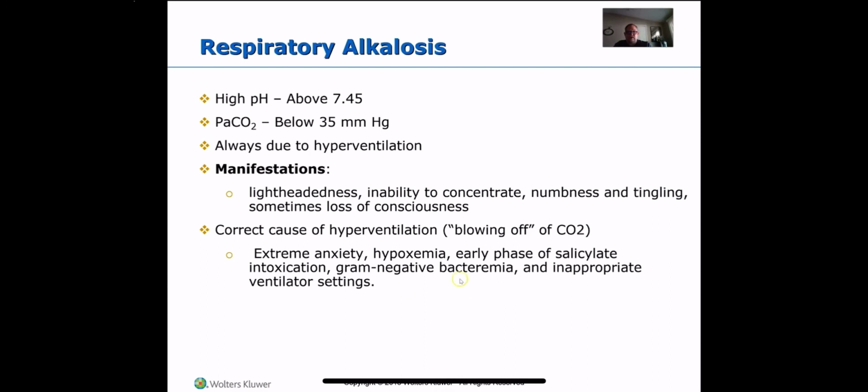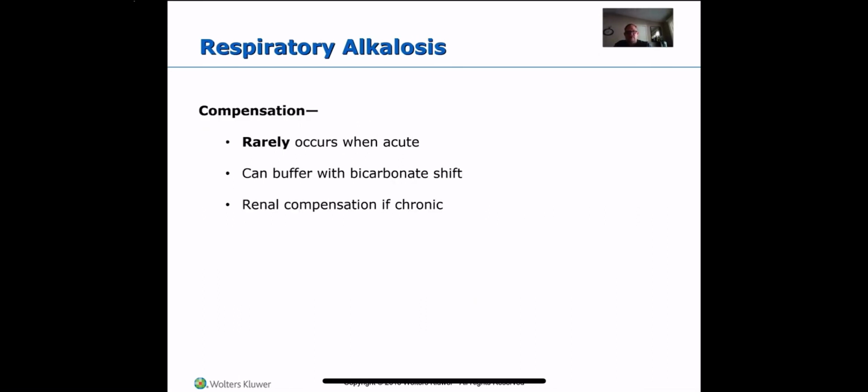Also, things to think about with alkalosis: if their vent settings are wrong, you could possibly be having them breathe too fast, and that could be causing respiratory alkalosis too, because you're breathing too much. Or the tidal volume. If you have your volumes too high, you could be removing too much air at the same time. Respiratory alkalosis, rarely acute, can buffer with bicarbonate shift, renal compensation if chronic.